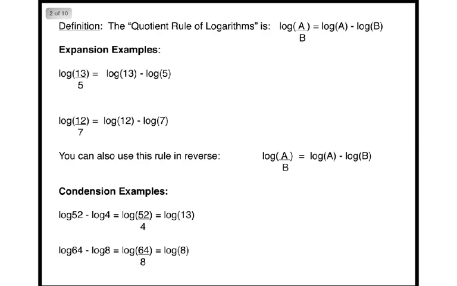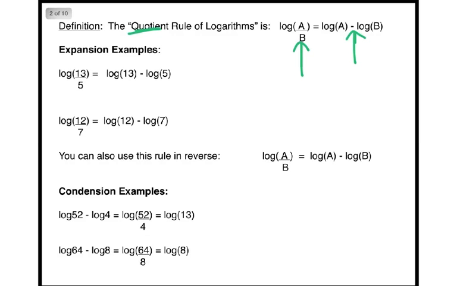Here's our next rule, the quotient rule of logarithms. Keep in mind that quotient just means division. So, log of a divided by b is equal to log a minus log b. Notice here, in the world of logarithms, division can be rewritten as subtraction.